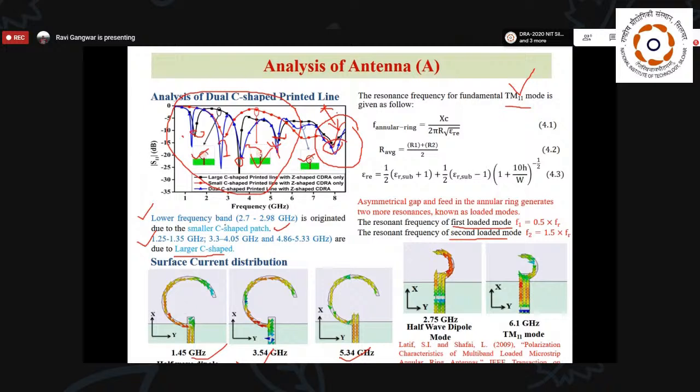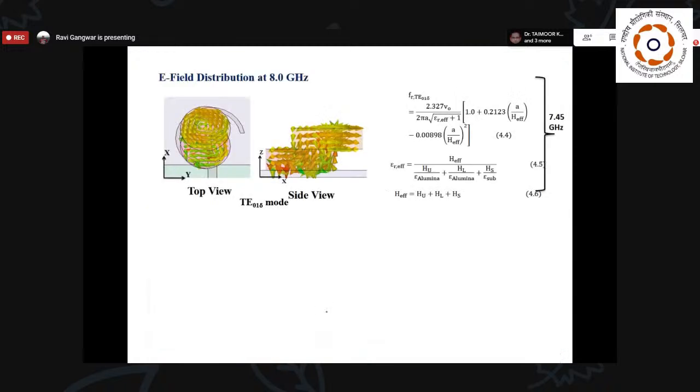When I look at the smaller C-shape, we are able to generate the half wave dipole mode. So from the mathematical analysis, we can see that the results we get from simulation are verified by the mathematical analysis.